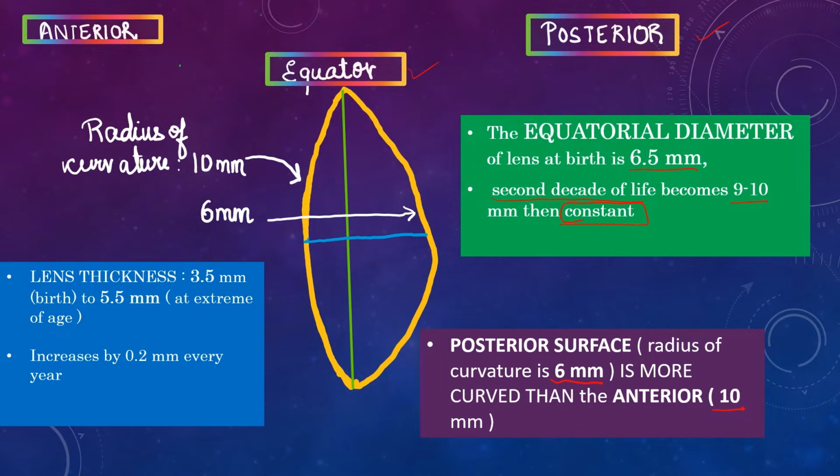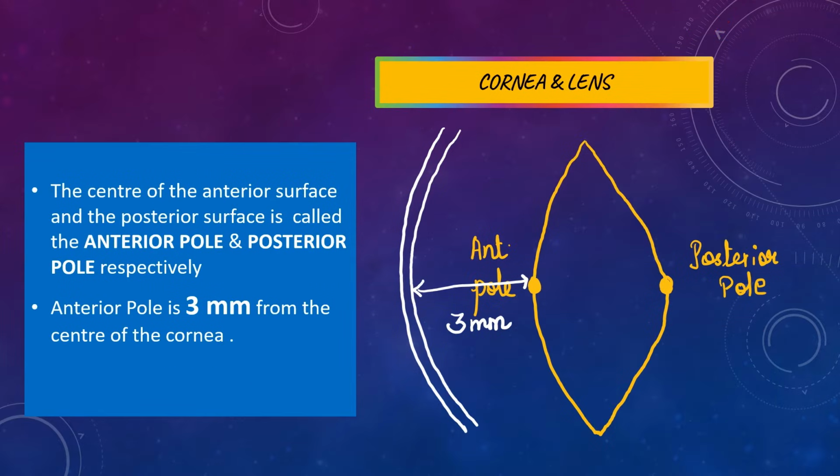Now what about the lens thickness? The thickness of the lens, represented here by the blue line, is basically a line drawn from the anterior pole to the posterior pole of the lens. So in a while I'll tell you what is meant by the anterior pole and the posterior pole. Lens thickness is about 3.5 millimeters at the time of birth, and then it reaches a maximum of about 5.5 millimeters. It increases by 0.2 millimeters every year.